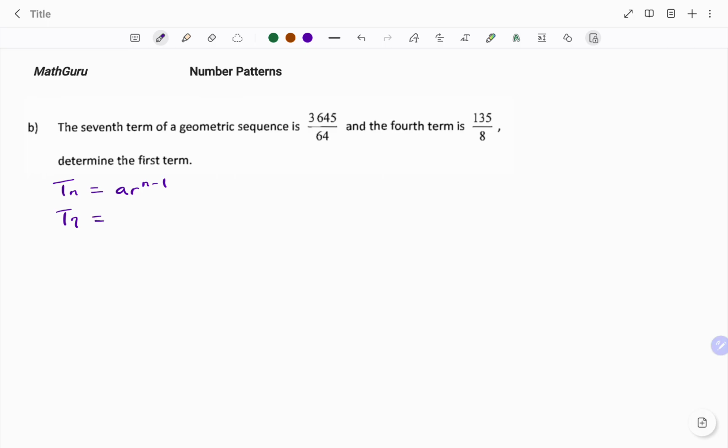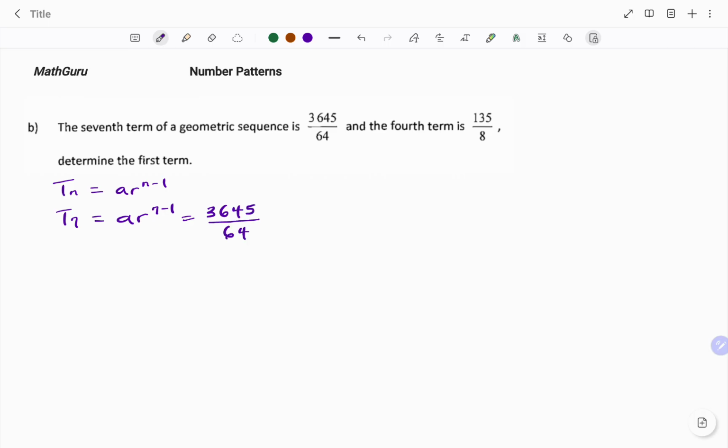equals a, that's the first term, which is unknown, times r, but my n is 7, so I have 7 minus 1, but the value has been given as 3,645 over 64. So I'm going to equate that to 3,645 divided by 64.